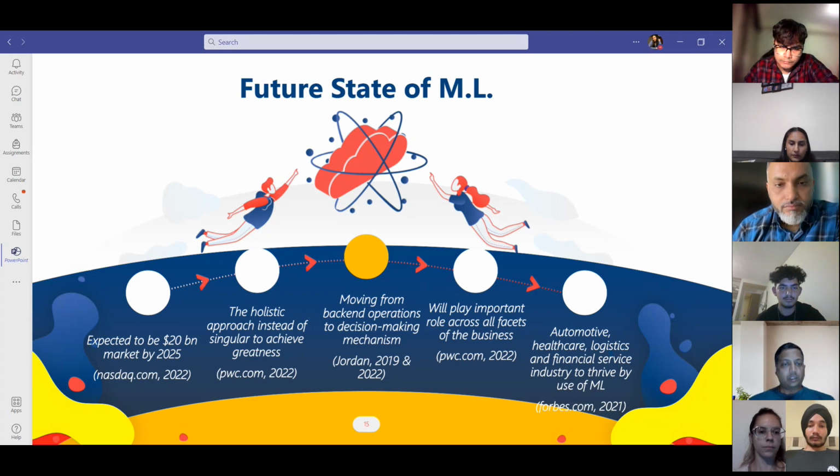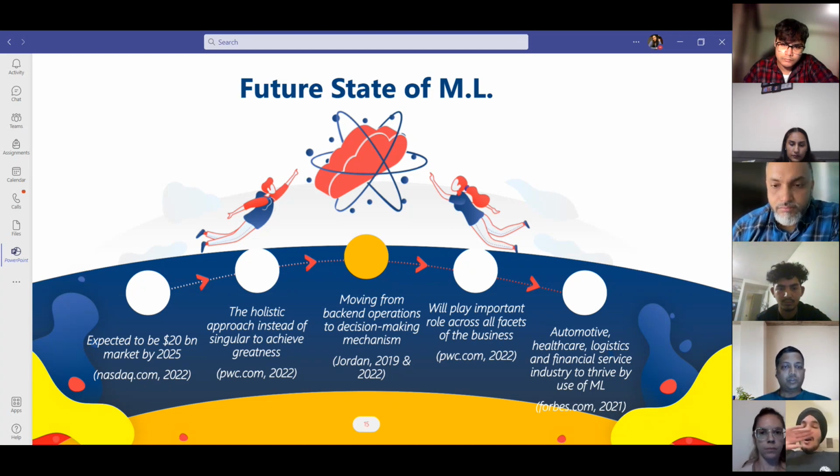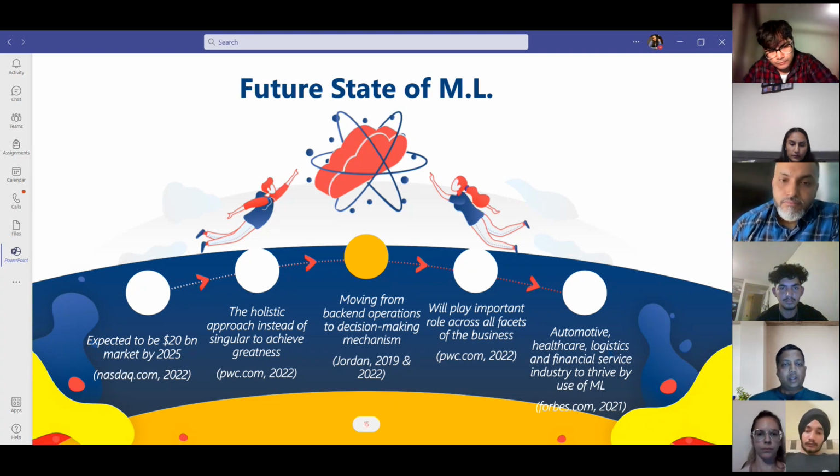PwC has done a survey of 1,000 industry leaders and technological experts who are working actively in their companies with AI as well as machine learning. So what's the outcome? They say a holistic approach, instead of a singular one, is required to achieve a great impact on the organization as a whole, rather than a piecemeal machine learning implementation for the projects.